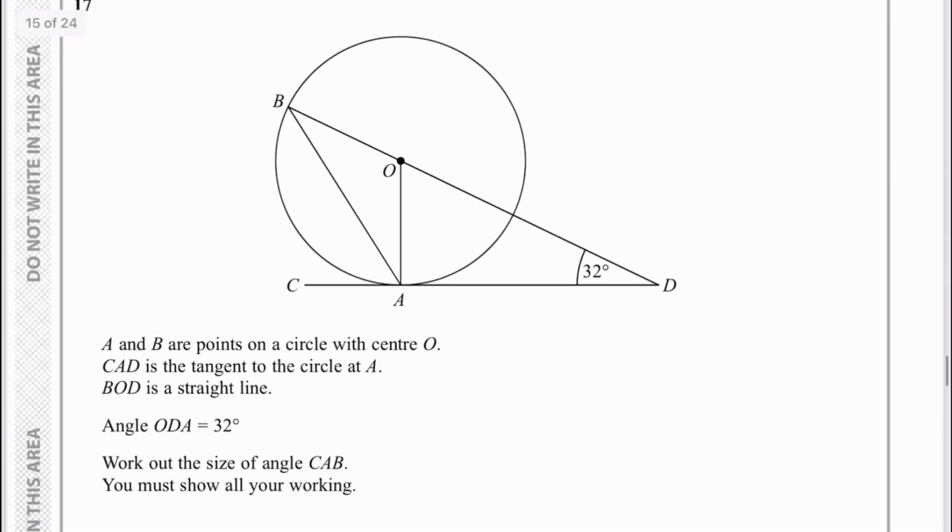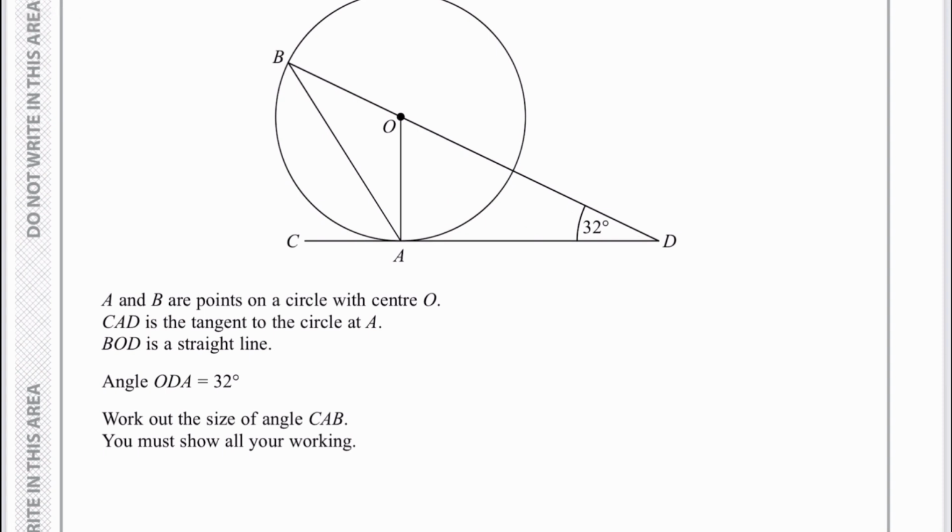So we'll do number 17 first, which is we're being asked to work out the angle CAB. So it's actually this angle here, CAB. Okay, so it's not too bad really. You've just got to kind of recognize that a radius meets the tangent at 90 degrees.